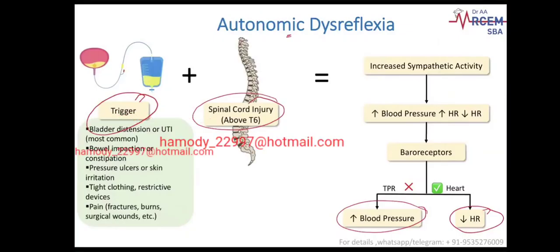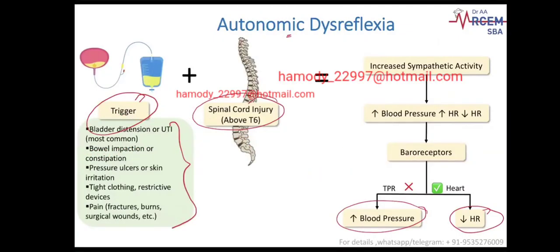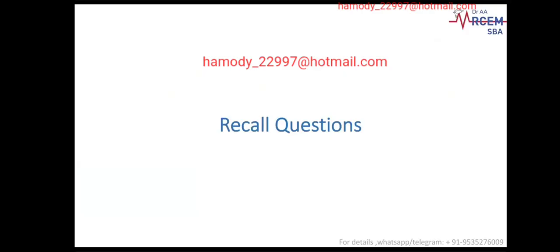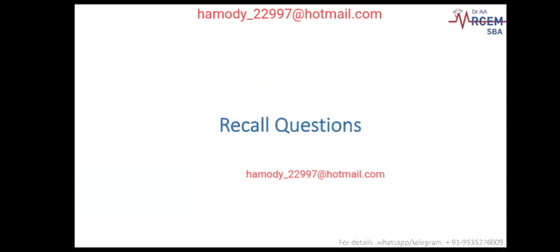They might ask you what might be the cause. These are the causes for autonomic dysreflexia, a triggering agent. What is the treatment? Treat the cause, whatever is present here. So now we'll be discussing the questions.